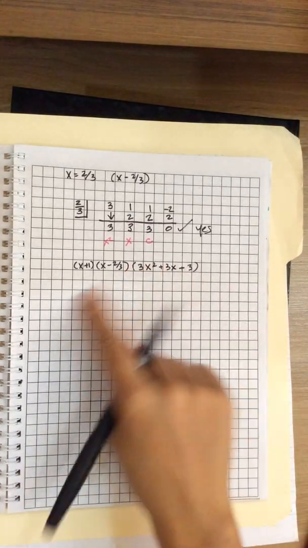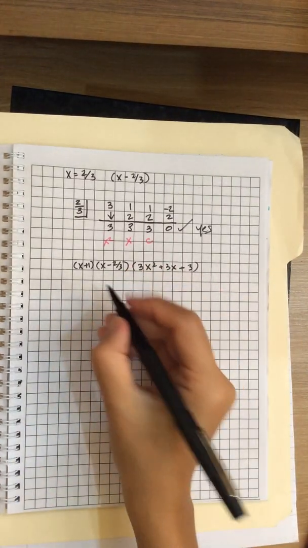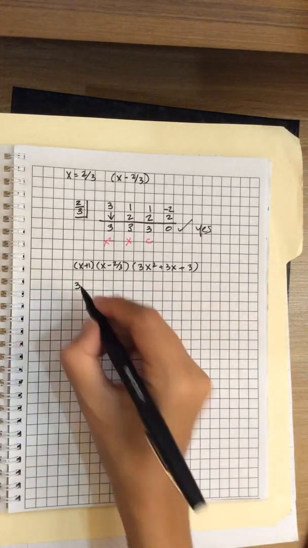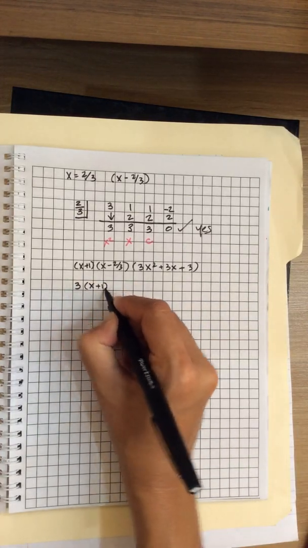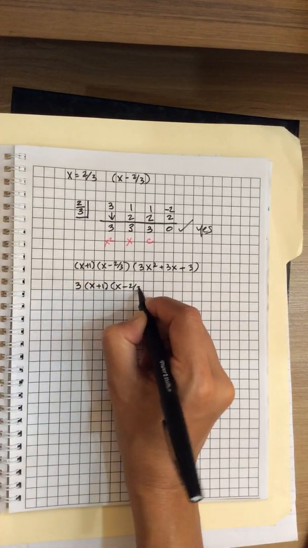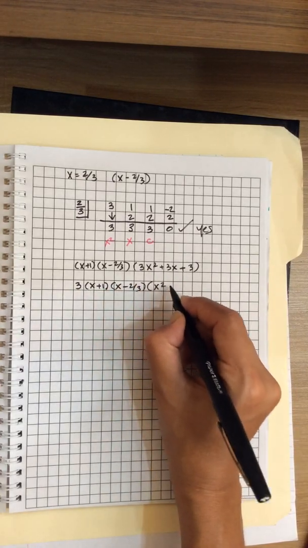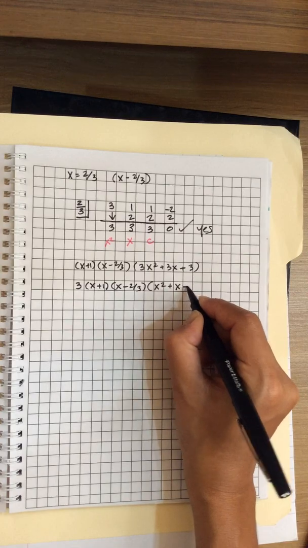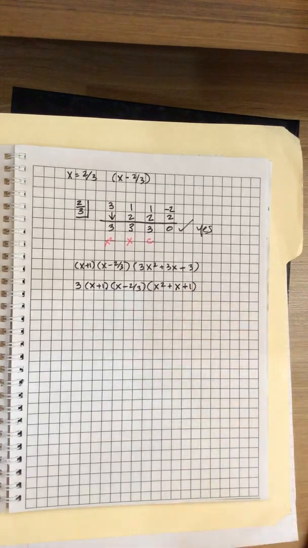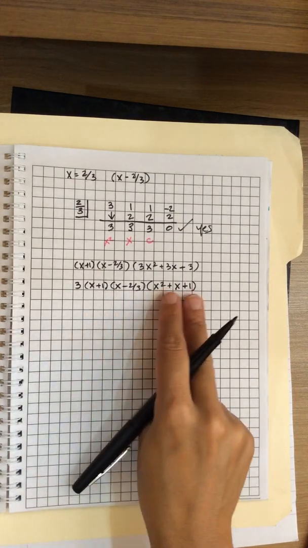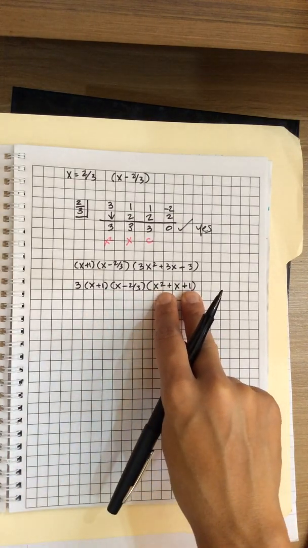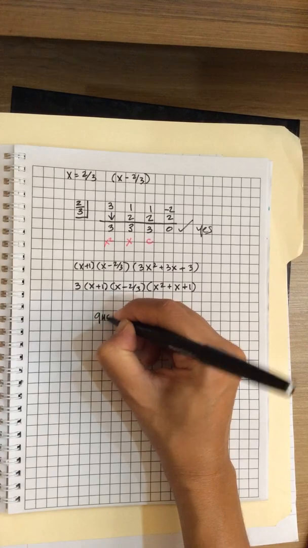Now I know I can factor this here, right? I can take that 3 out at least. So I'm going to take the 3 to the front and write x plus 1, x minus 2/3. And then since I've factored out the 3 to the front here, what's left is x squared plus x plus 1. Okay, now I have 2 solutions. I need to get my other 2 solutions from here, and I'm just going to use the quadratic formula to do that.